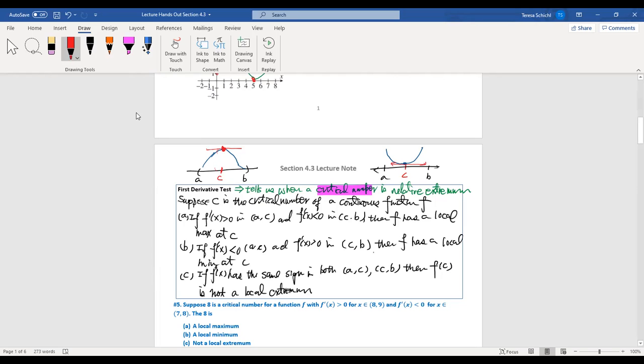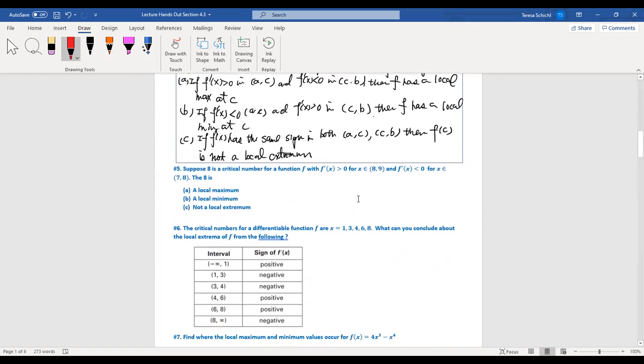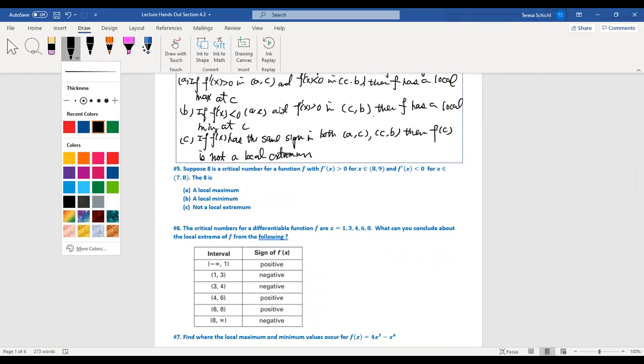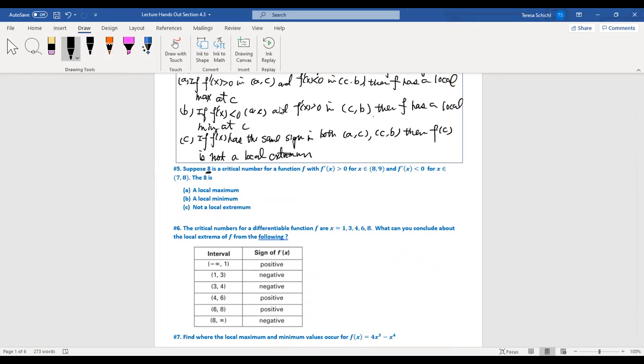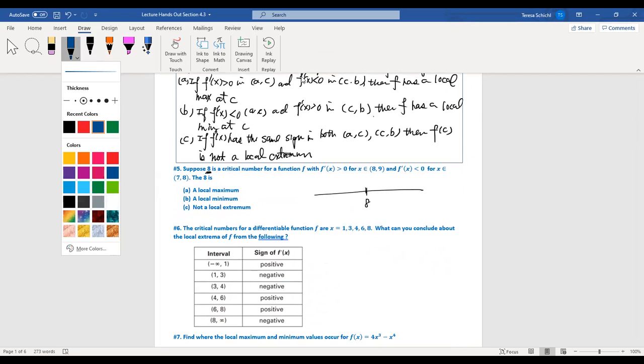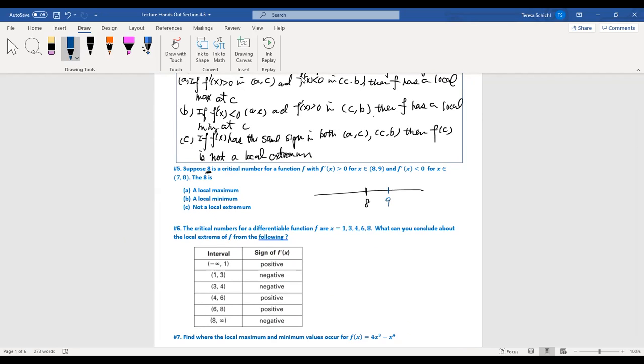All right, okay. Now let's take a look at these examples and see what that means. Suppose we have a critical number for a function f, for which f prime is greater than 0 for x, so let's say suppose 8 is a critical number. So this is the 8, right? And in here, on the interval from A to 9, my f prime of x is greater than 0.